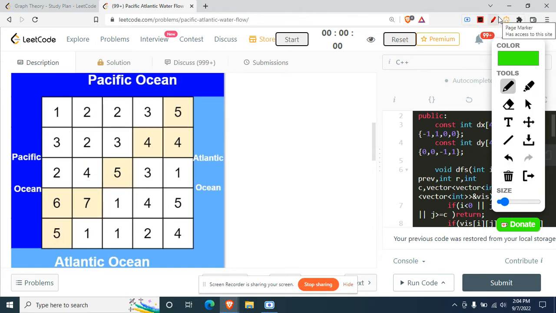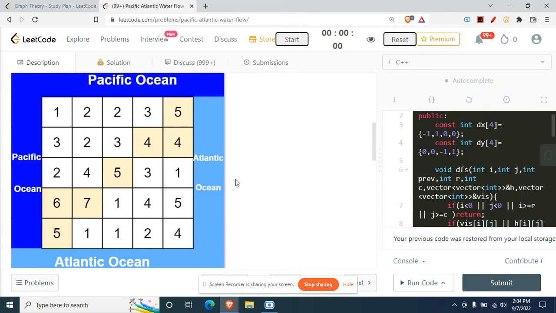And now the whole explanation part has been done. You just need to do a DFS. In simpler words, what you need to do is just do a DFS from the Pacific Ocean. And what is the Pacific Ocean? It is actually the upper row and the left column, and try to fill all the cells. And then do a DFS from the Atlantic Ocean, that is from the right and from the bottom. Whenever you get both of these filling a particular cell, you just return those cells in a vector or an array, whichever you like to call it.